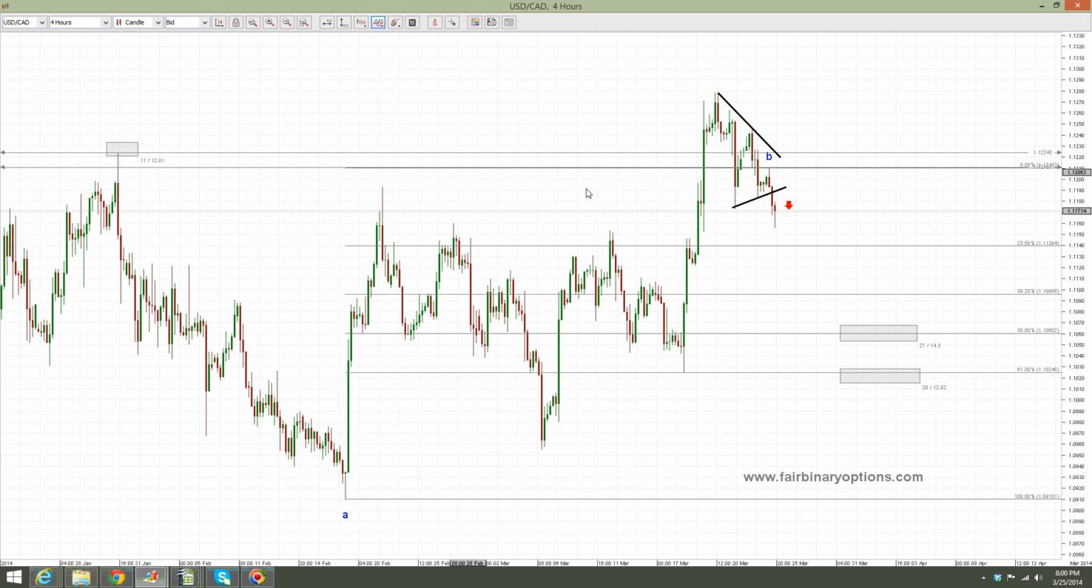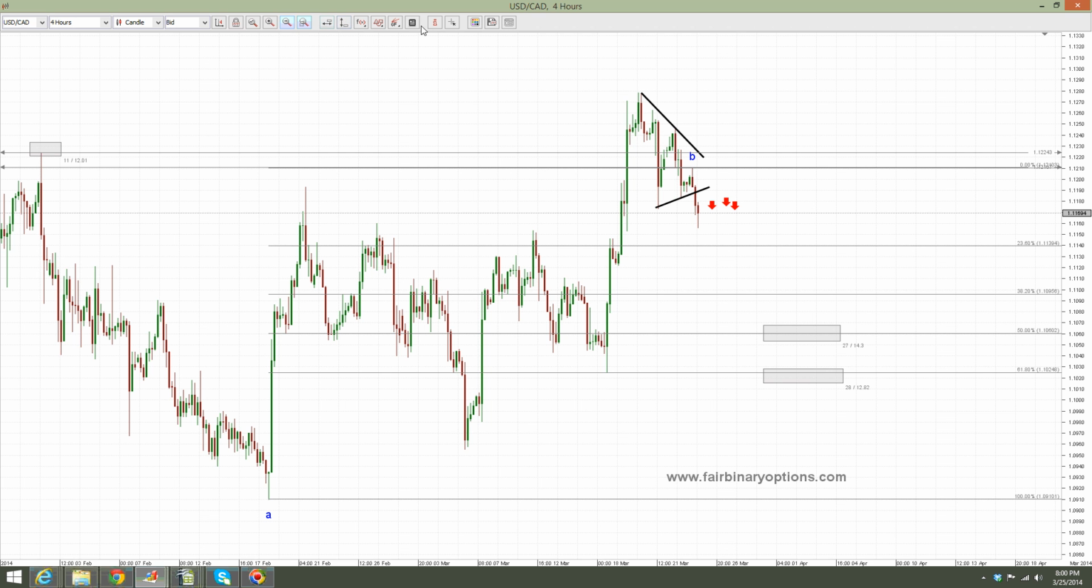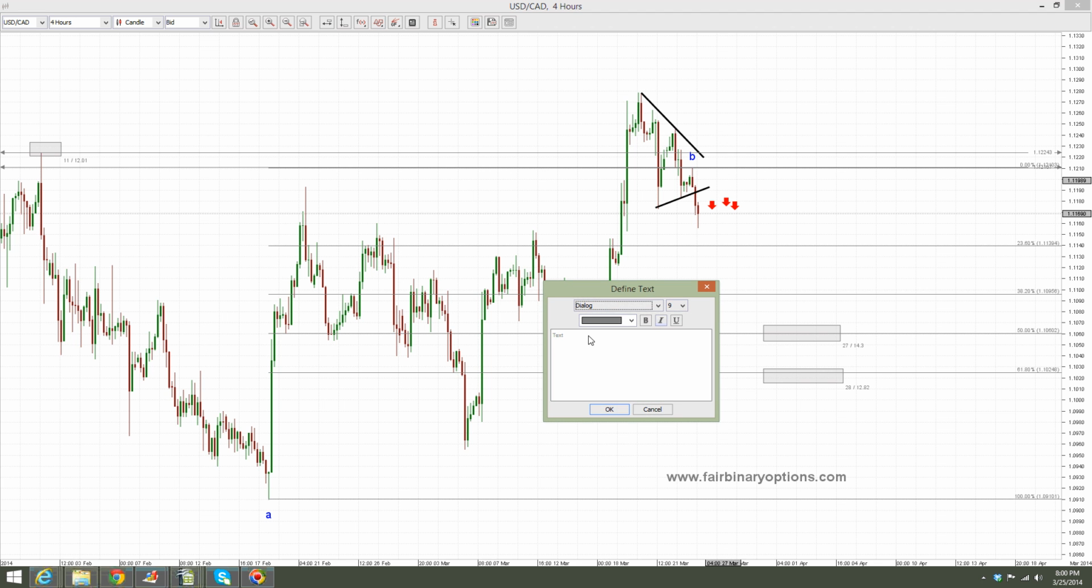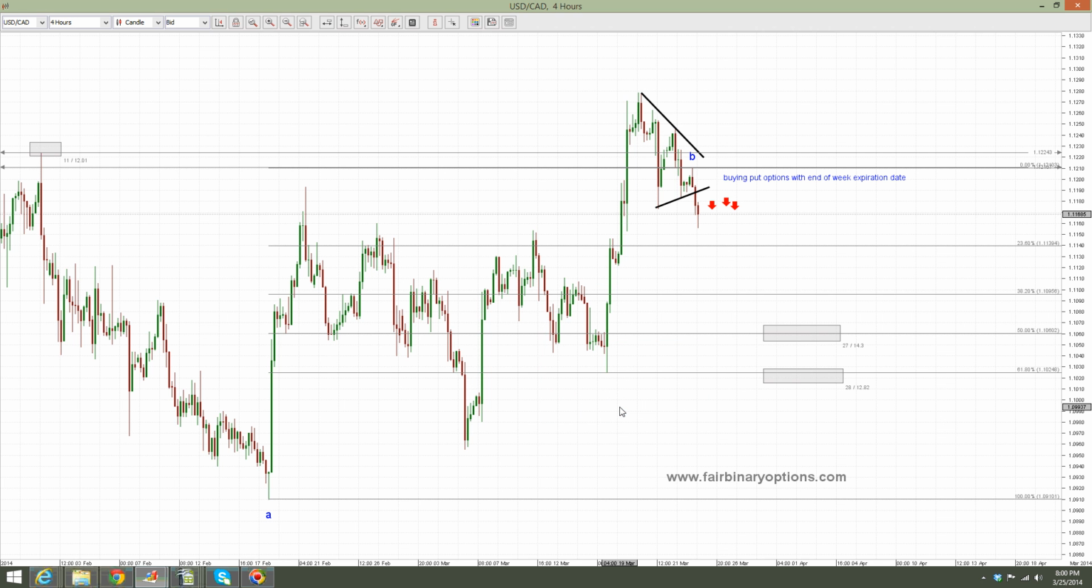So let's write here on the screen. What we are doing here is we are buying put options with end of week expiration date, and end of week in order to avoid the volatility the market may make around these levels.